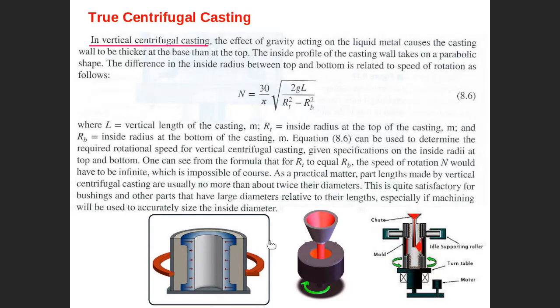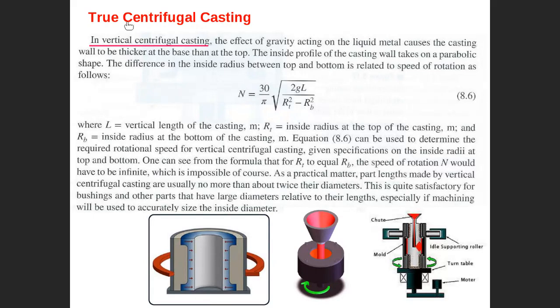So in vertical, the equation is a little bit different. The equation is N equal to 30 divided by pi, square root of 2g L divided by (RT squared minus RB squared). L here is the length. RT is the internal radius at the top level. RB is the internal radius at the base level. Definitely RT and RB are not the same.